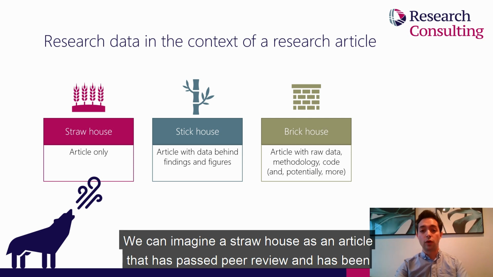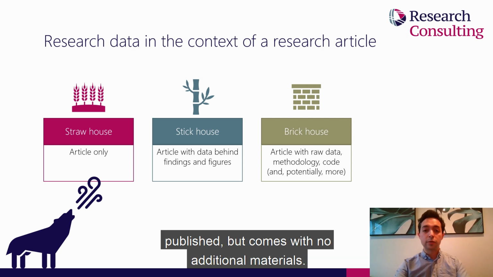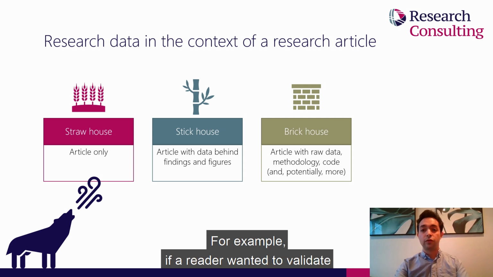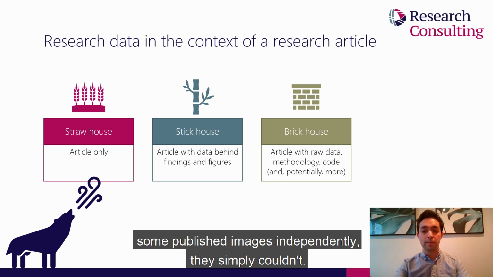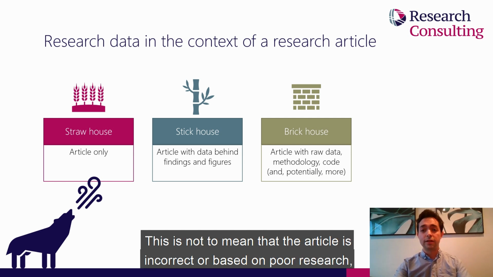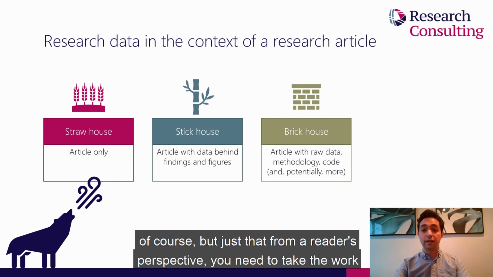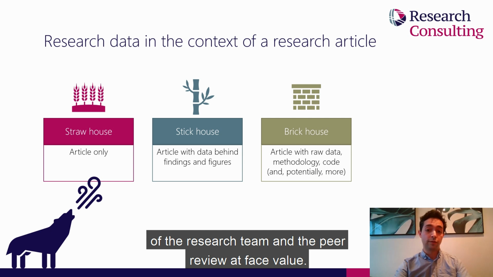We can imagine the straw house as an article that has passed peer review and has been published, but comes with no additional materials. For example, if our reader wanted to validate the findings published, reuse some of the underlying data, or check some published images independently, they simply couldn't. This is not to mean that the article is incorrect or based on poor research, of course, but just that from a reader's perspective, you need to take the work of the research team and the peer review at face value.